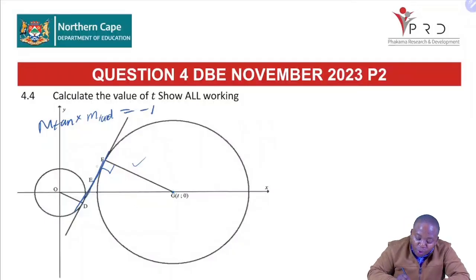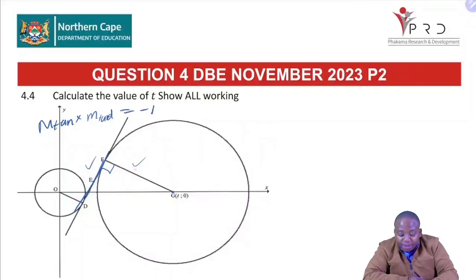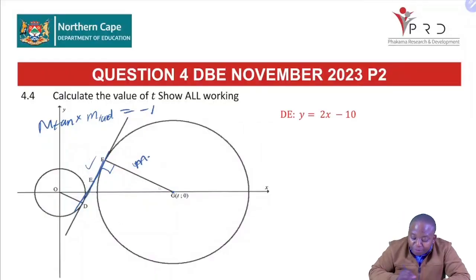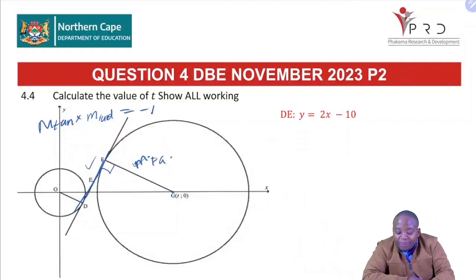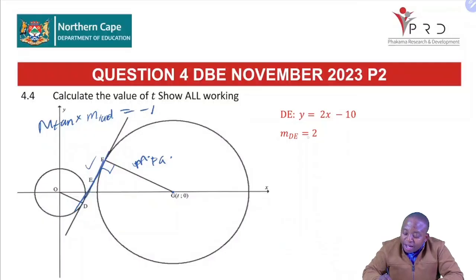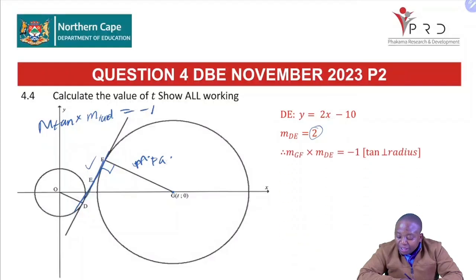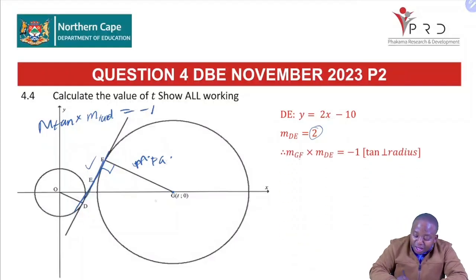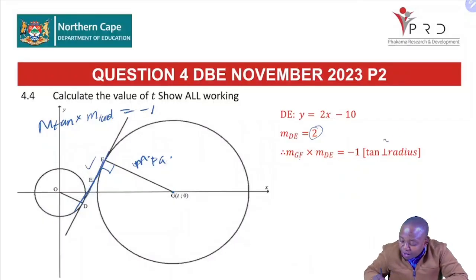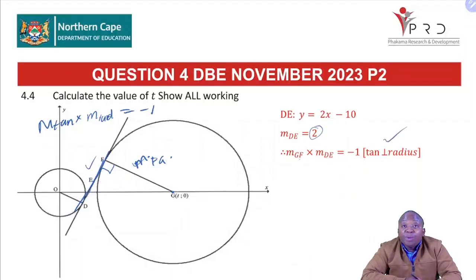Then that is to say we are going to use the tangent gradient, multiply with that to get the gradient of FG. Now, from DE, which is y equals 2x minus 10, our MDE was found as 2. Thereafter, you must remember that MGF, which is our radius, multiplied by MDE, which is our tangent, equals -1, where we say the radius is perpendicular to the tangent, or the tangent is perpendicular to our radius.